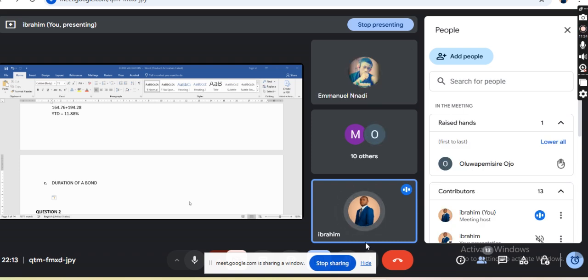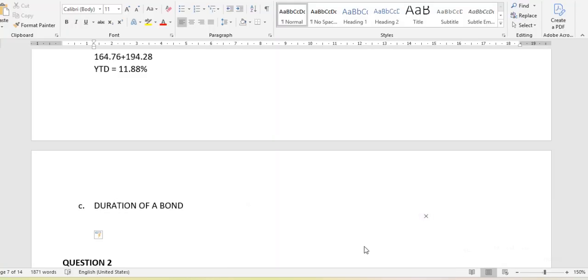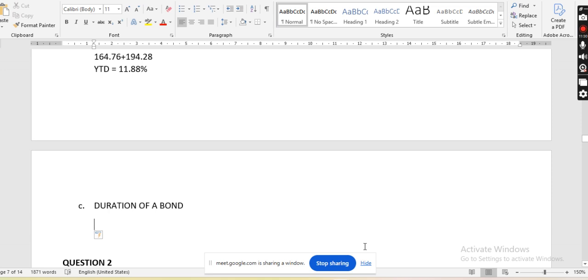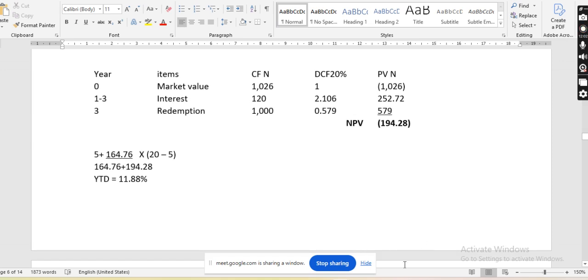Yes, you need your coupon. You need your redemption value. You need your discount rates. What will I use to discount? You will use your risk free rate plus the credit spread to discount. That is your yield, the yield to maturity, right? Okay. Now you can see in this question.